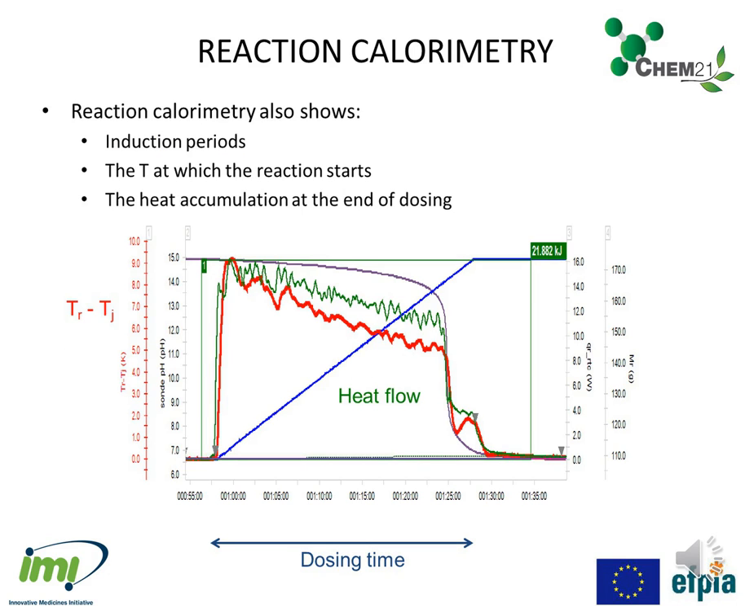The shape of the calorimetric curves also shows if a reaction is instantaneous or not, if there is an induction period. If you mix all reactants, reagents, and solvent and heat up the mixture, the curve will indicate at which temperature the reaction actually starts. And the calorimeter will calculate the accumulation at the end of dosing, that is to say, the thermal completion.